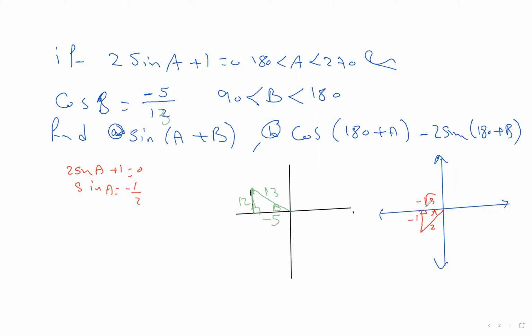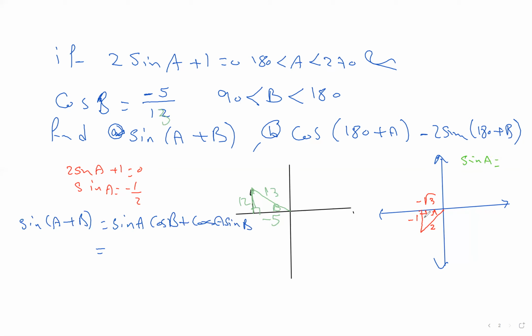You need sine A plus B. Sine A plus B, as we studied last year, is the property of sine for the sum of two angles. It is a formula: sine A cosine B plus cosine A sine B. And you can substitute. From these two figures, you can find sine A, cosine A, and tan A.